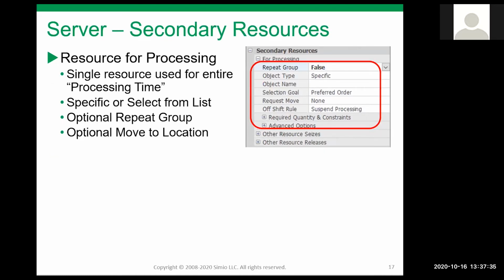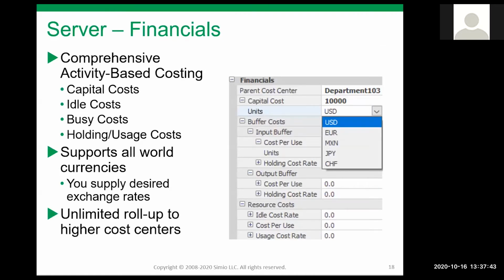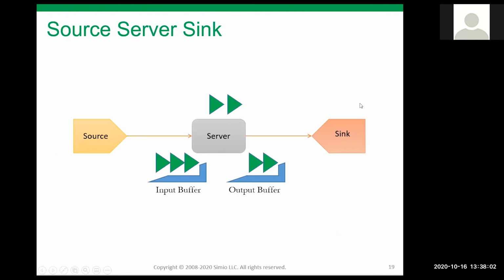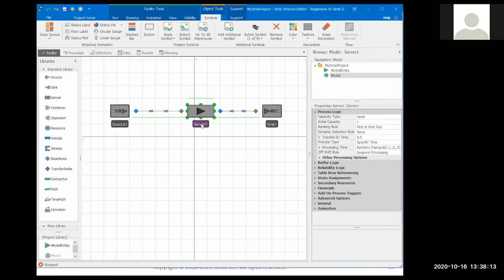Secondary resources, it's probably just easiest at this point to shift over and go into the software and show you what this looks like. This is a little bit more on financials, expanded out, how you can specify any currency in the world and specify costs or reporting in any currency you would like to have, and rolling up as desired to any set of departments. Okay, so let's build our simple little model again, or maybe we already have it. And let's look at the server itself and look at some of these things.